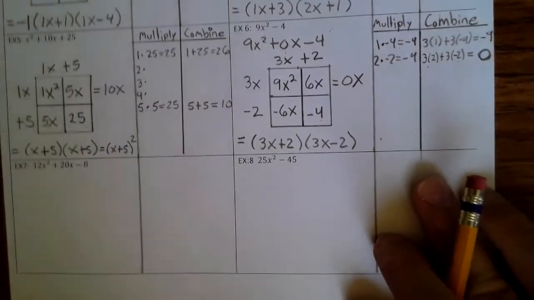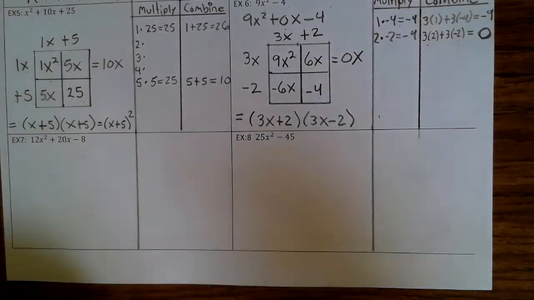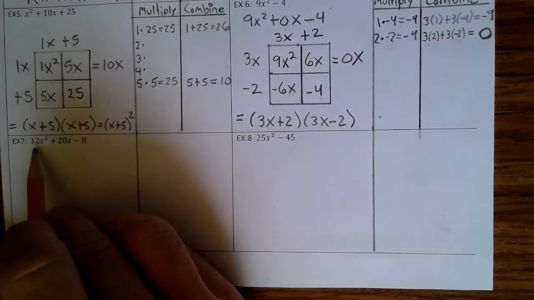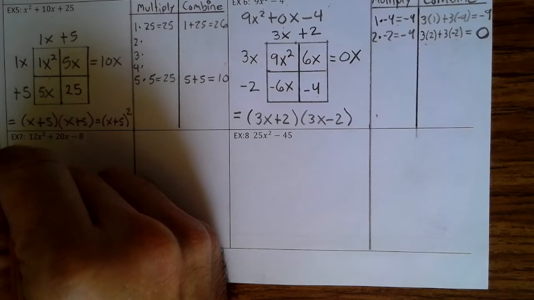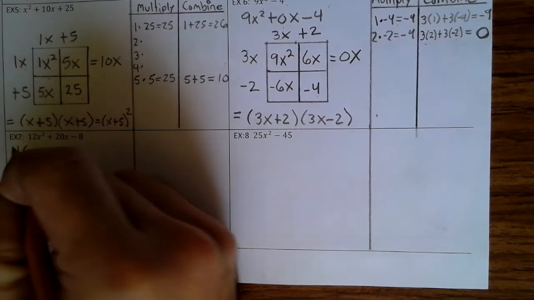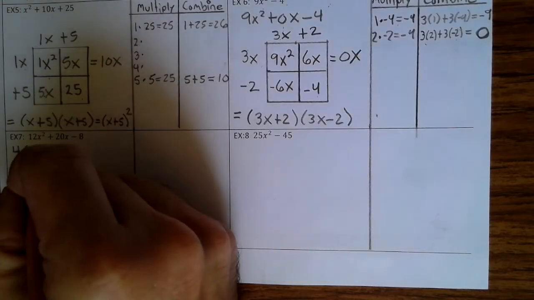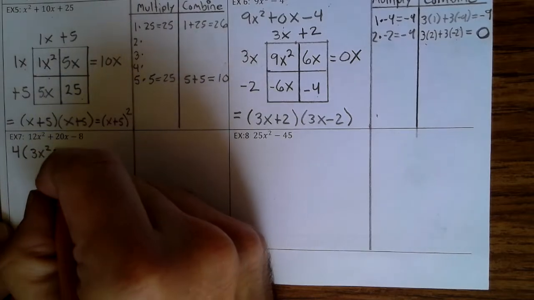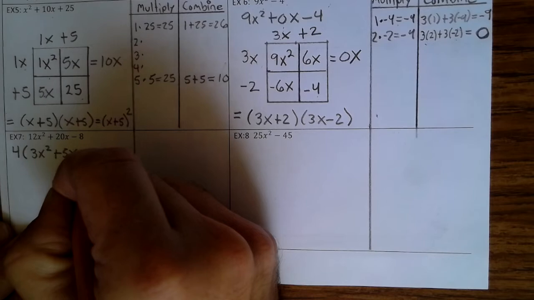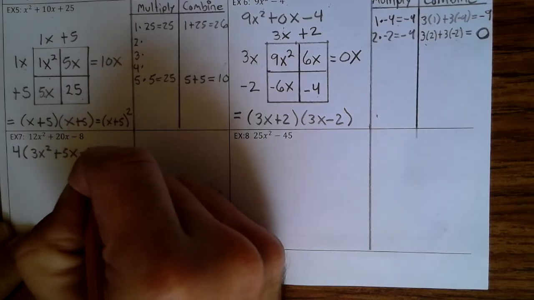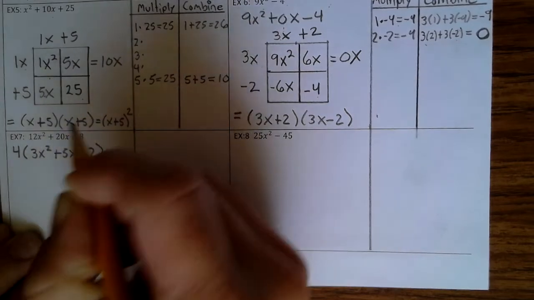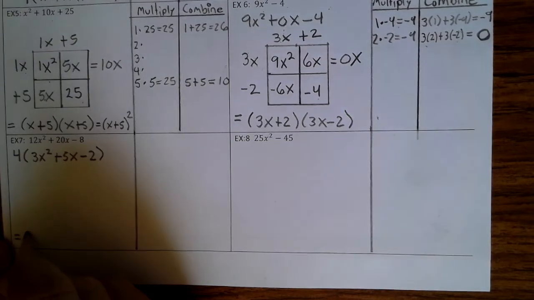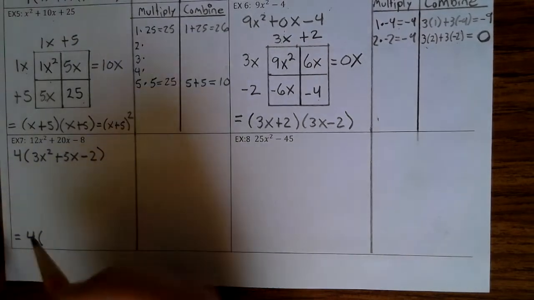All right, let's take a look at example 7. Now it looks like here we have a greatest common factor of 4, so we can divide everything by 4. So 12x squared divided by 4 is 3x squared. 20x divided by 4 is plus 5x. And negative 8 divided by 4 is negative 2. Now we're not going to worry about the 4 until the end. That will be part of our solution.